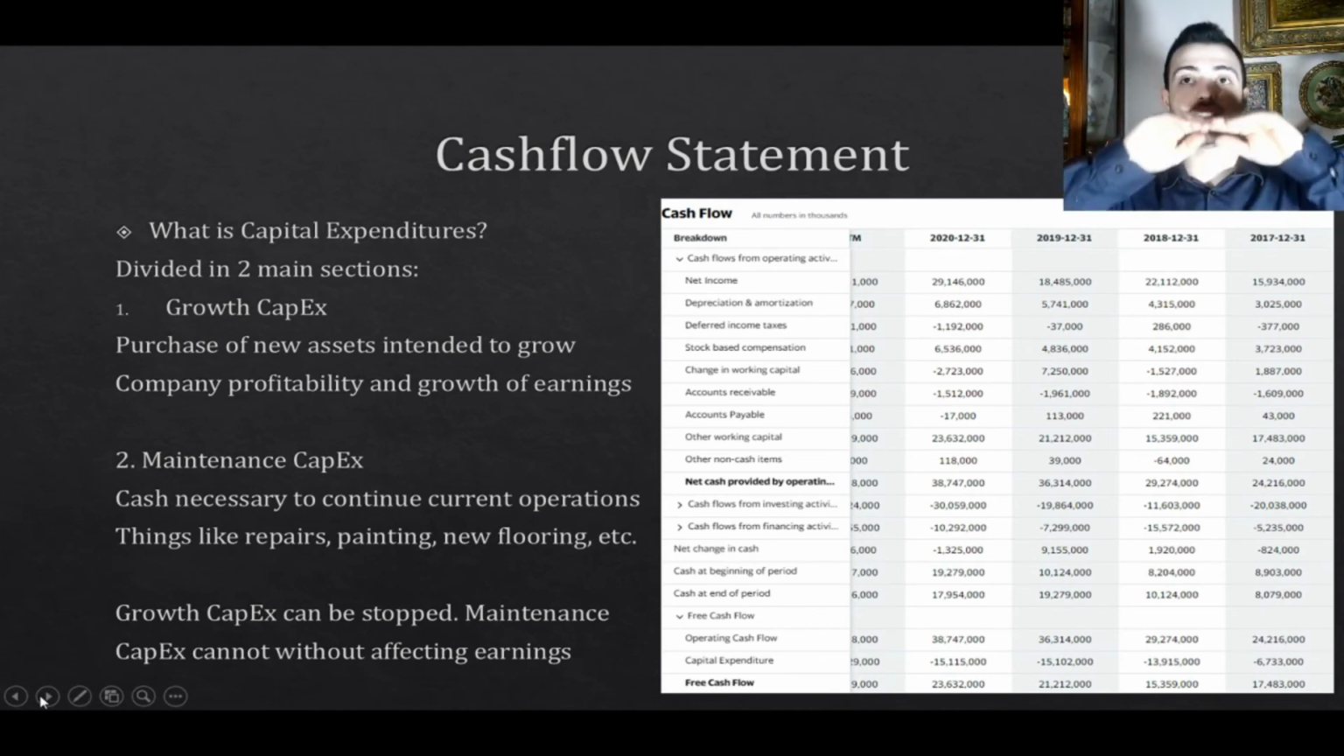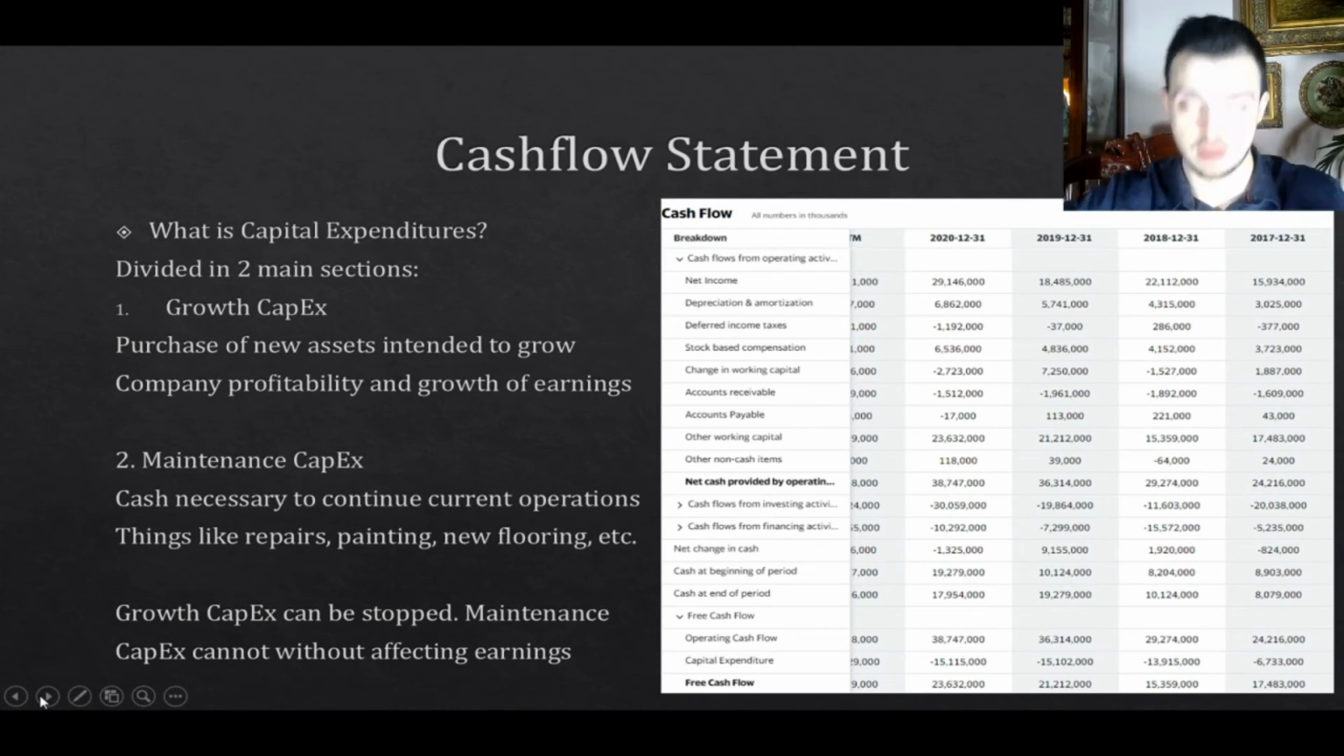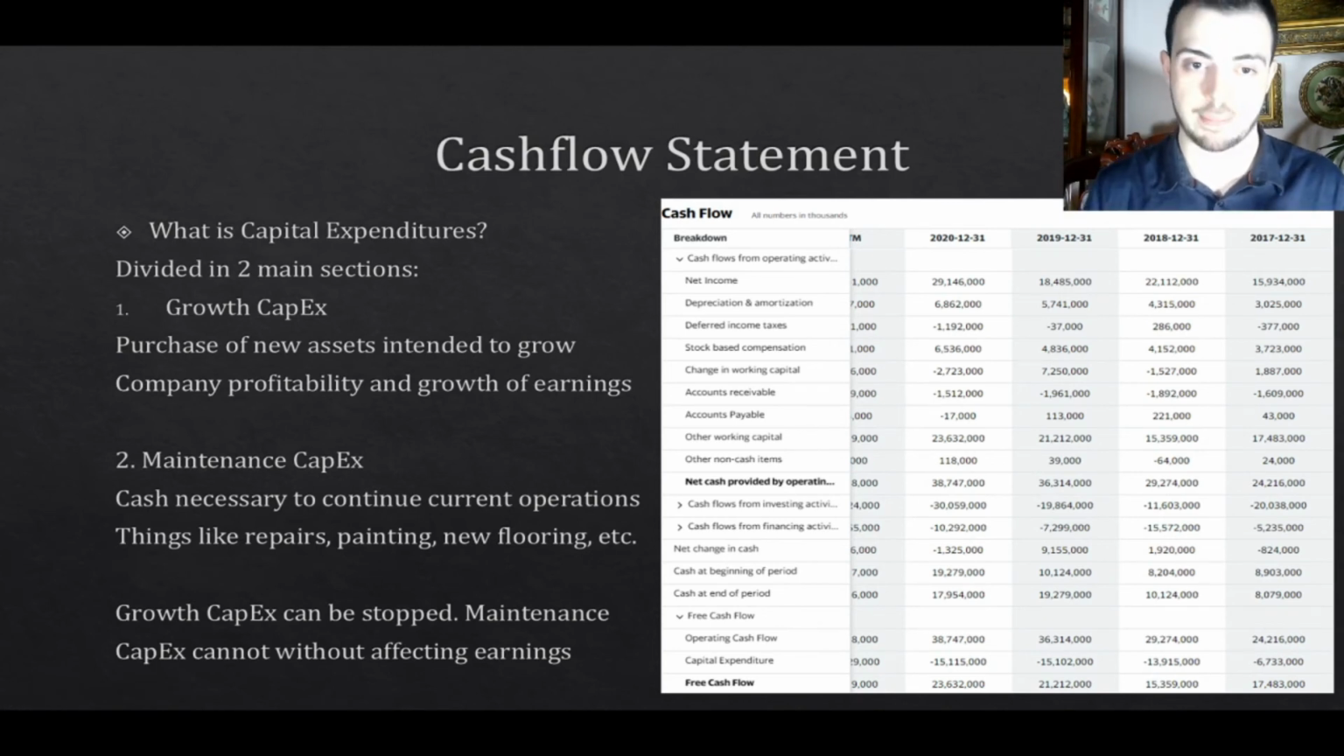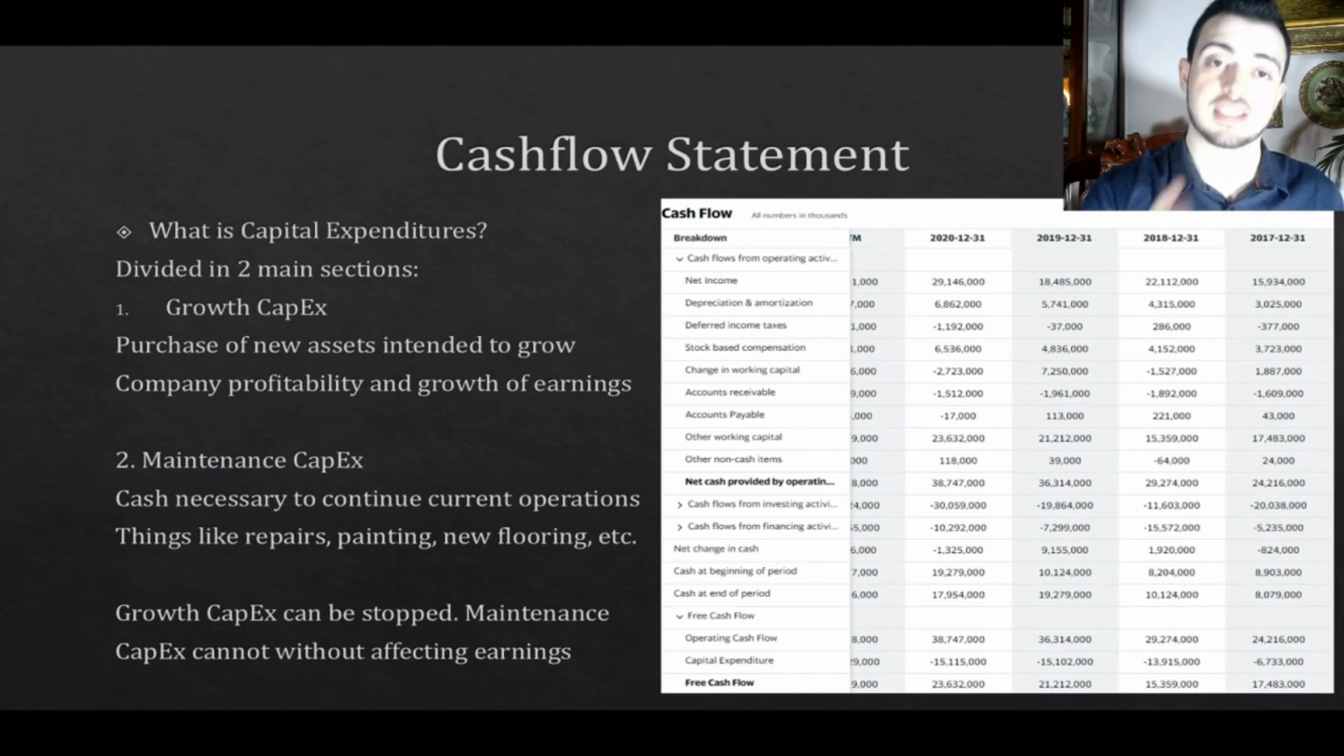So let's say if the company did not want to grow a cent more, they would have to keep on this maintenance expense. So a growth CapEx could be stopped technically. The company could completely stop growth CapEx, but they cannot stop maintenance CapEx without it affecting earnings. This is important to know because it tells you a story about the company.